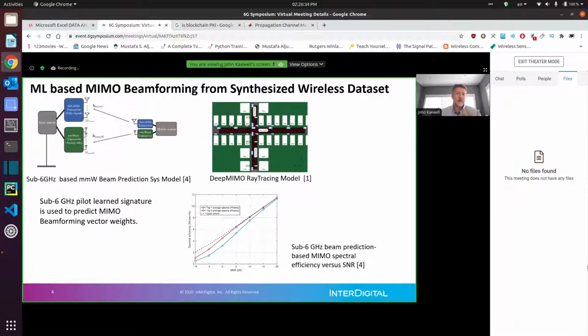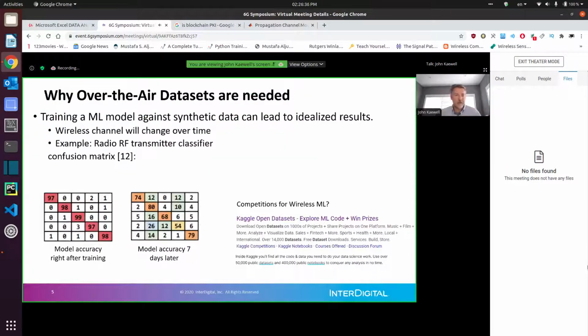And as an example of why over-the-air data sets are needed, I'm referring to some work that was done at Northeastern University as part of the DARPA RFNLS project, where this project is building deep learned classifiers to detect the signatures of RF transmitters. And the confusion matrix on the left-hand side of this chart shows that, right after training, the classifier achieves very, very good accuracy.